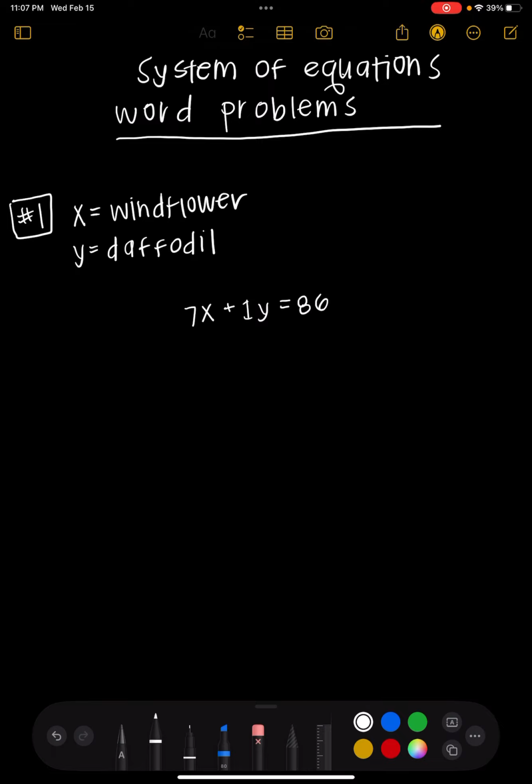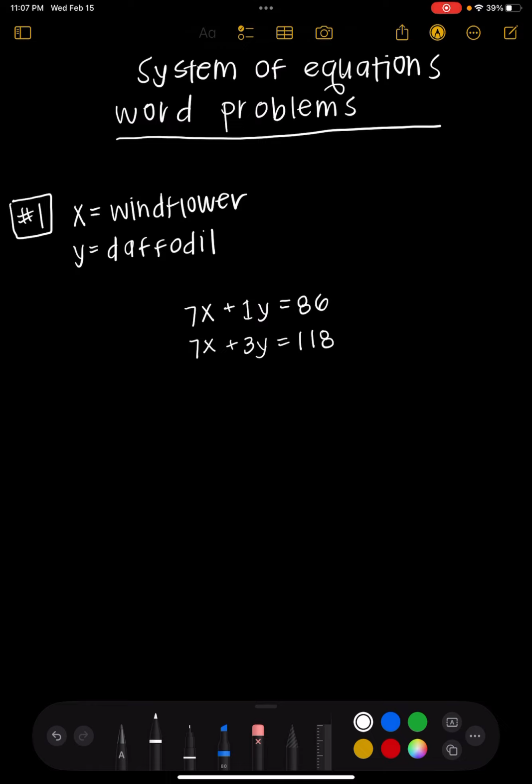Now we're going to do Pranav's equation. So Pranav sold 7 bags of windflower bulbs. So once again, we're going to have a 7x, because X stands for windflower, and 3 bags of daffodil bulbs. So instead of 1y, we're going to say 3y. And that is equal to $118, because he made $118. Now look at that. We have 2 equations, and it looks a lot like a system of equations that we would solve with elimination. So we are going to solve this with elimination.